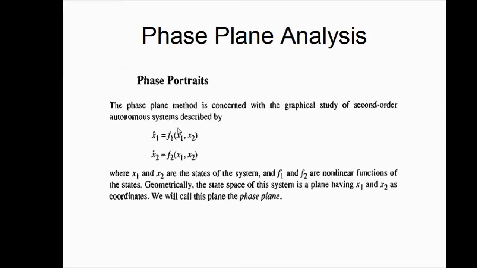They're autonomous because time explicitly does not enter the argument for f1 or f2 functions. x1 and x2 are called the states of the system. The functions f1 and f2 are normally nonlinear functions of the states. If they are linear, then it becomes a linear system. Geometrically, the state space of the system is a plane having x1 and x2 as coordinates, and this plane is called the phase plane. Normally, linear combinations of x1 and x2 are called states.